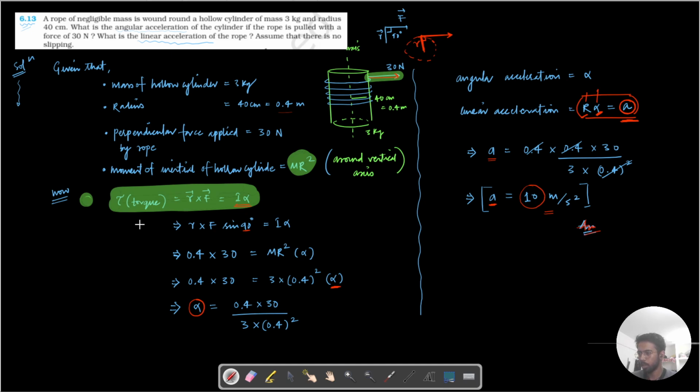So what are the formulas that you have to remember? Torque is equal to r cross f, and that is also equal to I alpha, right? This is the formula that you have to learn, and again the relation between linear acceleration and angular acceleration, you are going to get by r alpha is equal to a, right? So this is it, guys, and this is the answer. This is the format that you have to use.